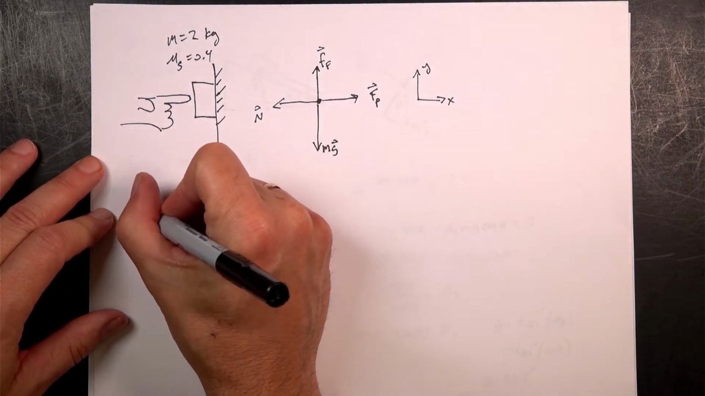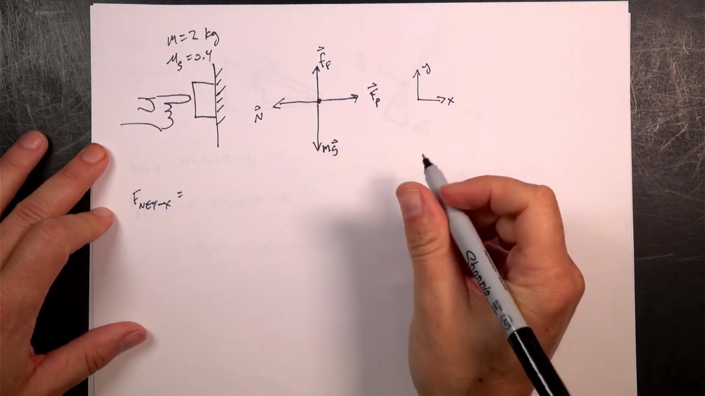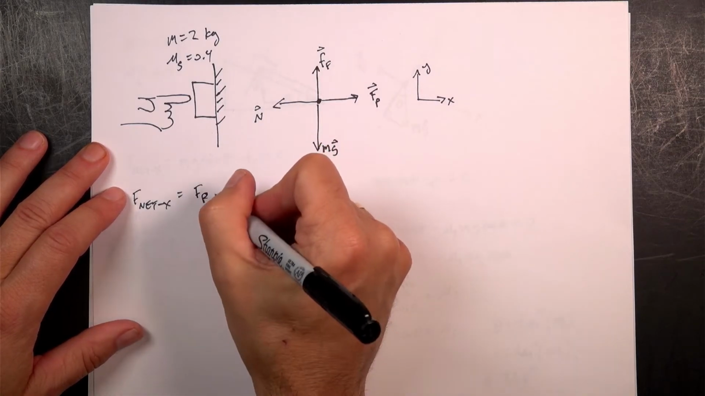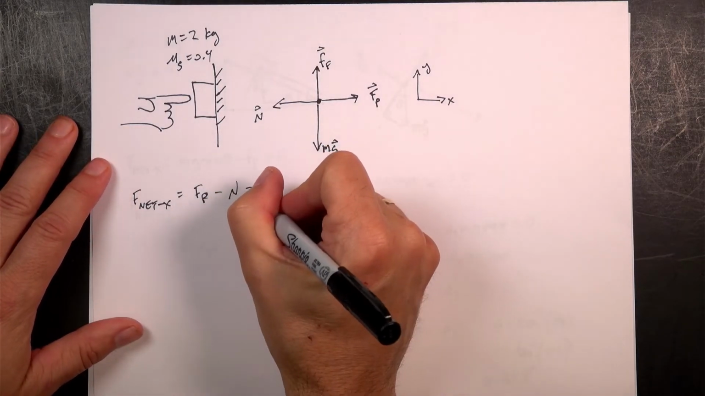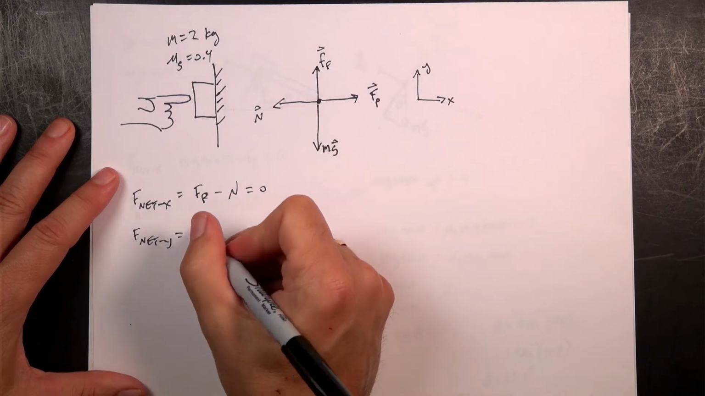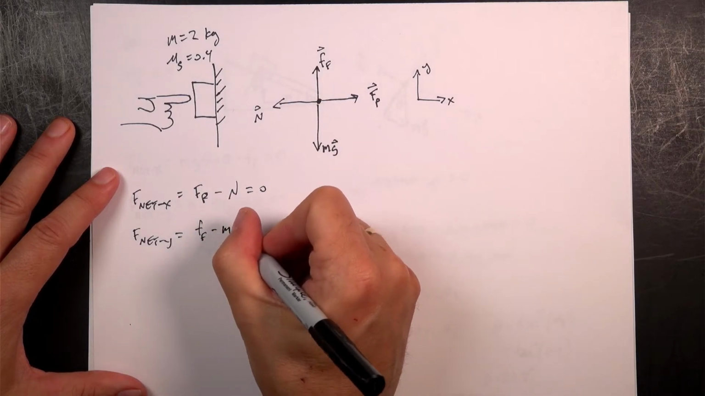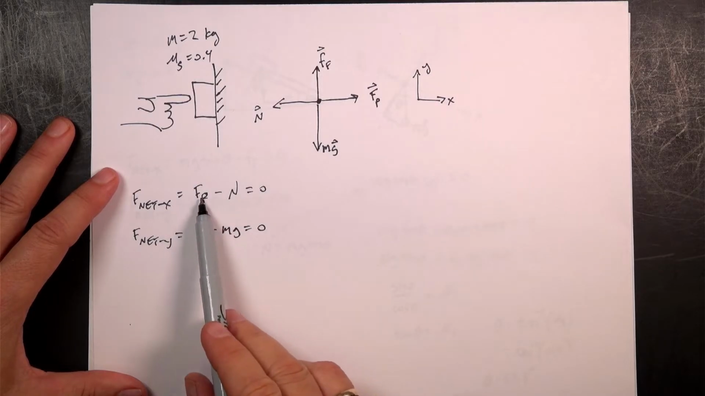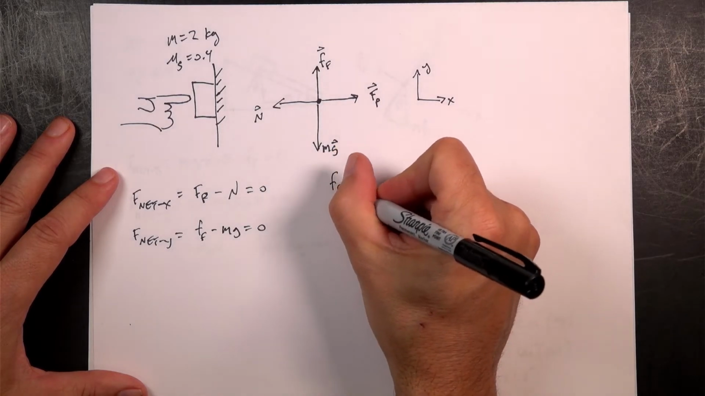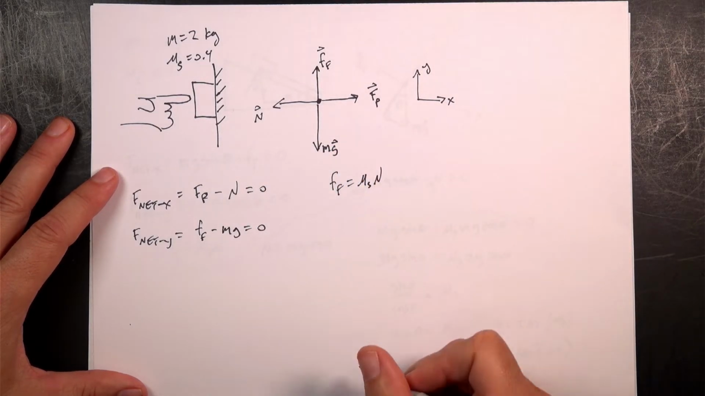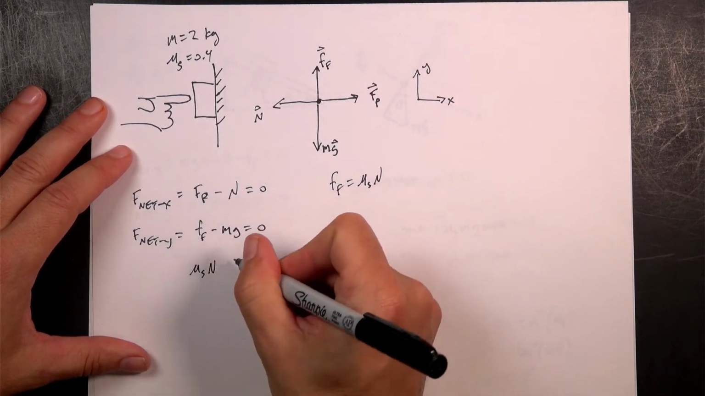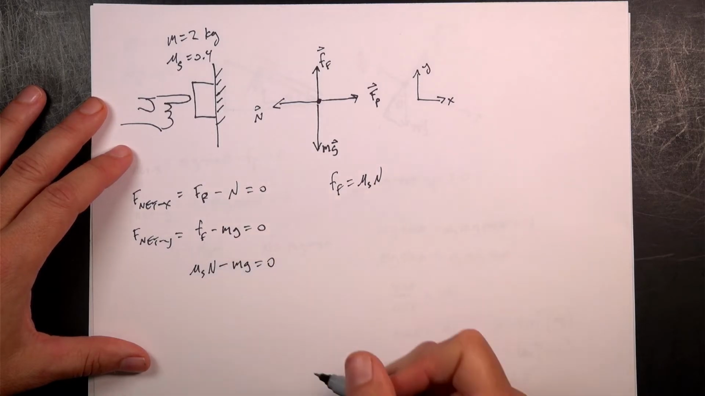Now we can do F net x. What forces are in the x direction? We'll have Fp, and then I have the normal force minus n, and that equals 0. What forces are in the y direction? F net y. Well, I have F friction minus mg. And I want to solve for Fp, but I don't know Fp, I don't know n, I don't know the friction force. So again, I can say Ff equals mu s times n. If I put that in down here, I get mu s n minus mg equals 0.